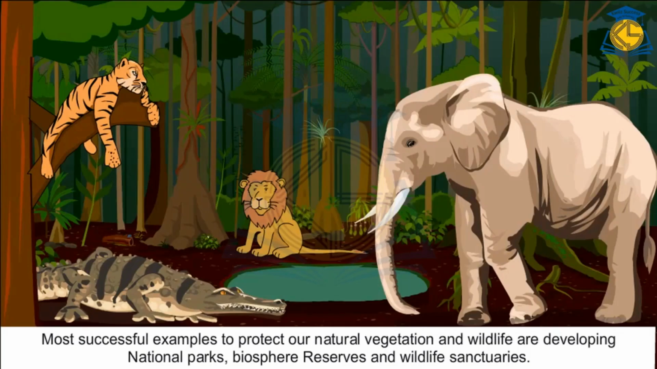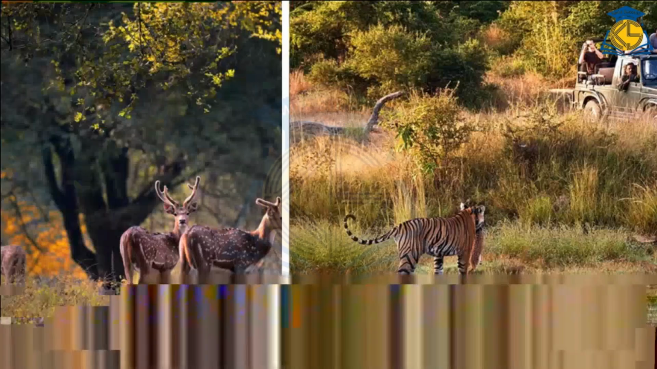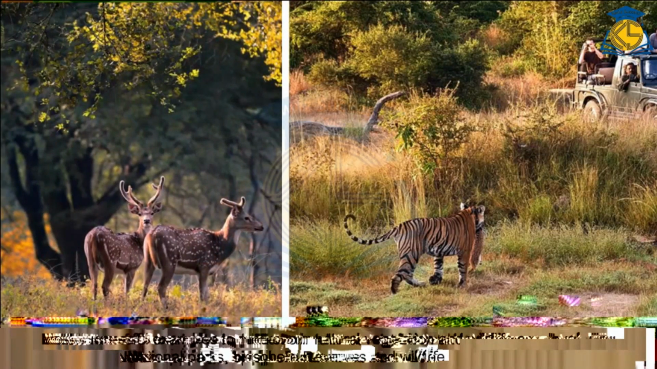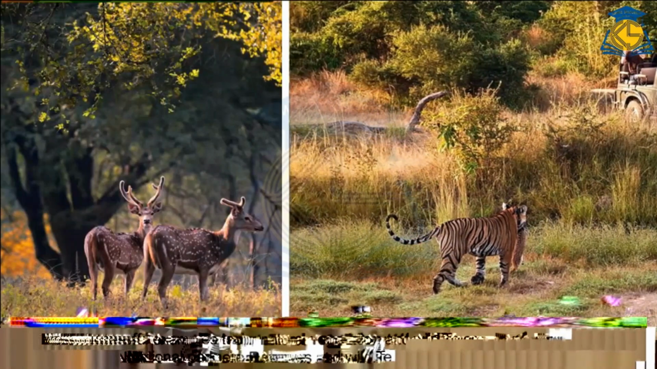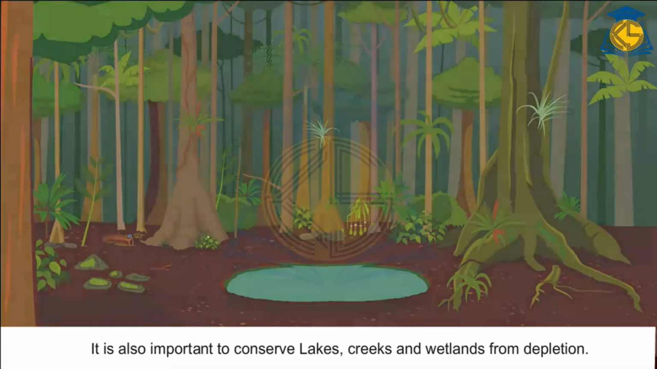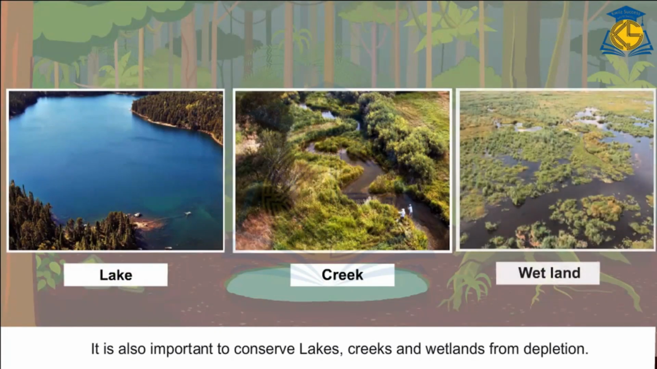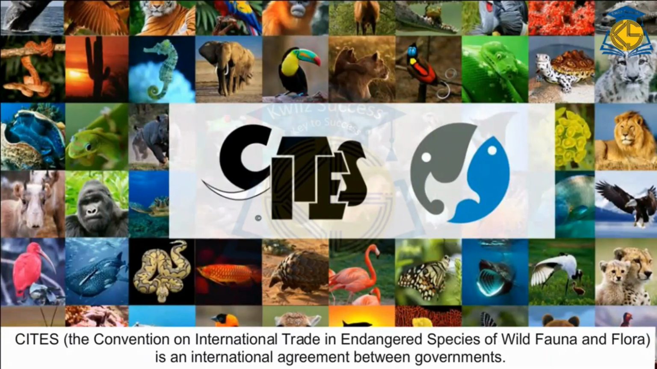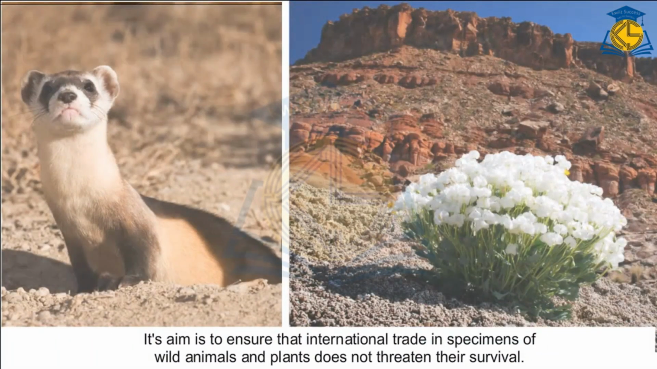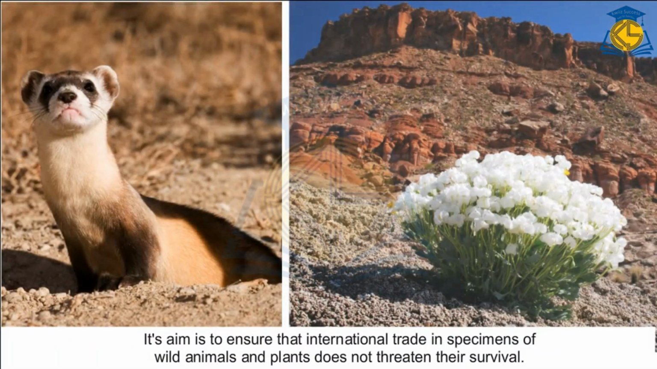Most successful examples to protect our natural vegetation and wildlife are developing national parks, biosphere reserves, and wildlife sanctuaries. It is also important to conserve lakes, creeks, and wetlands from depletion. CITES, the Convention on International Trade in Endangered Species of Wild Flora and Fauna, is an international agreement between governments. Its aim is to ensure that international trade in specimens of wild.